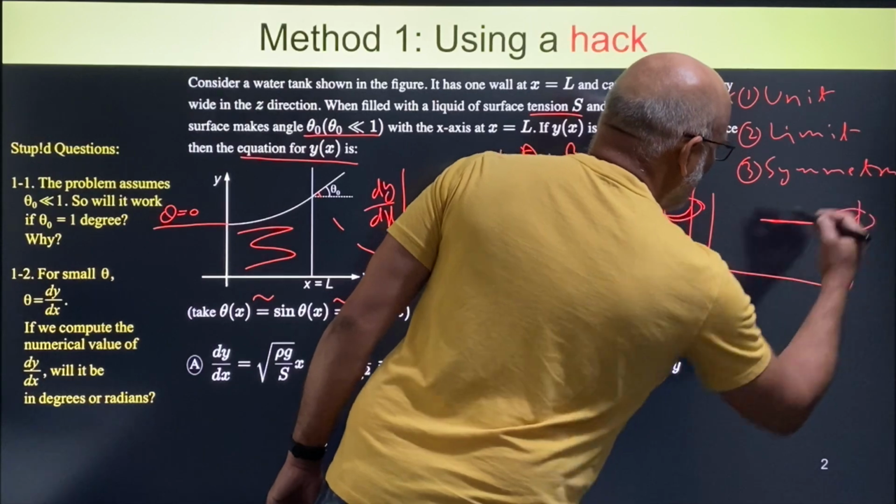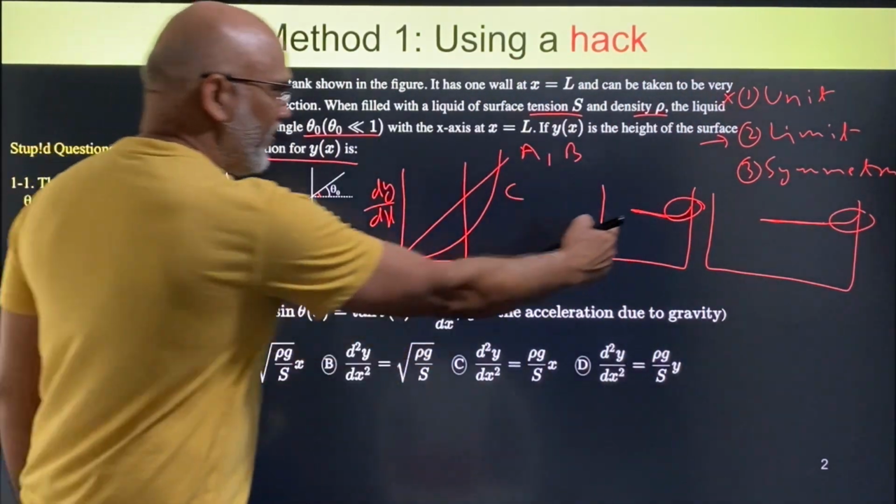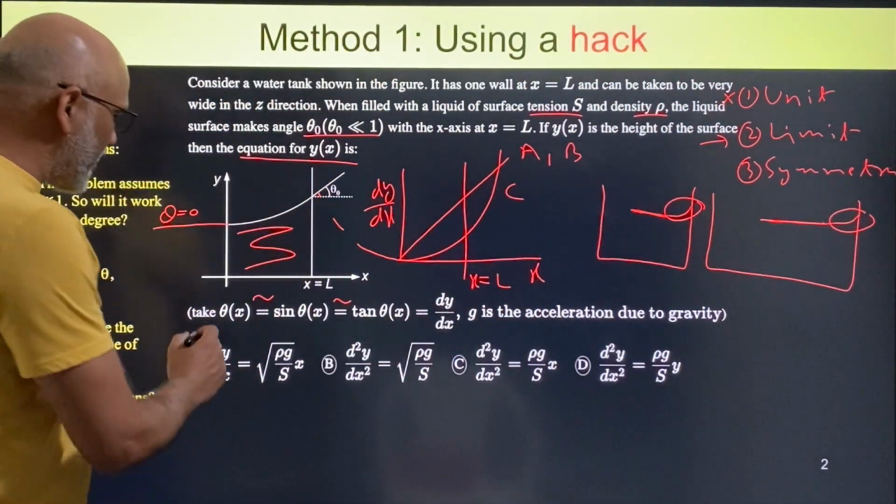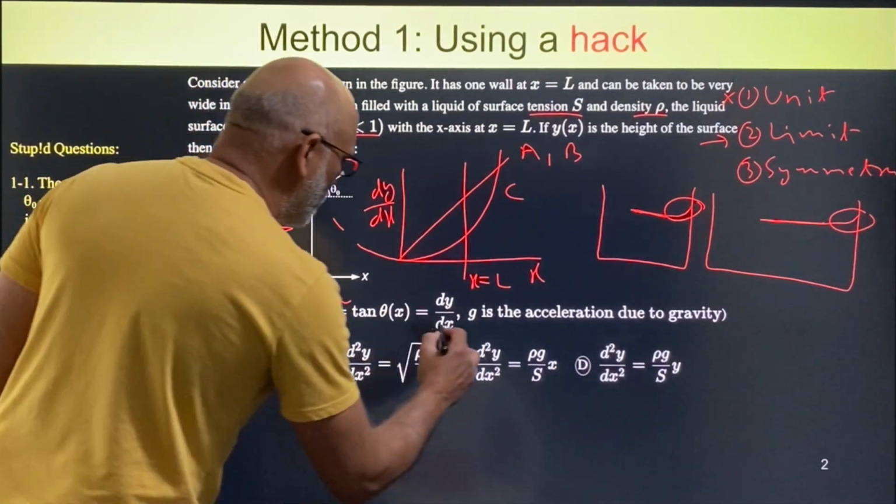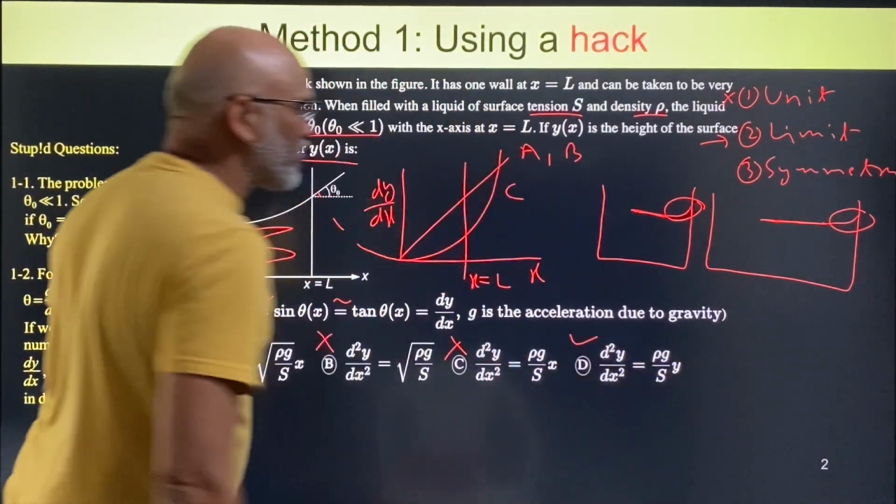And this near the wall should look exactly the same. Far away from the wall, it will be flat, right? So again, these three choices make absolutely no sense. Then D must be the correct choice.